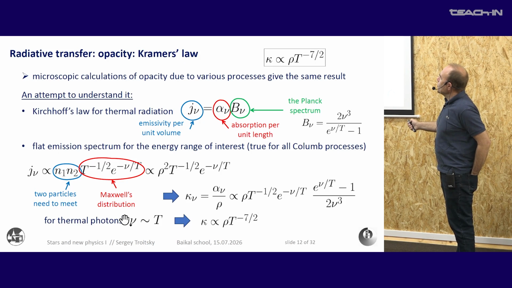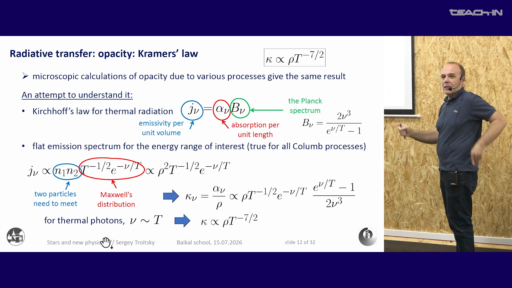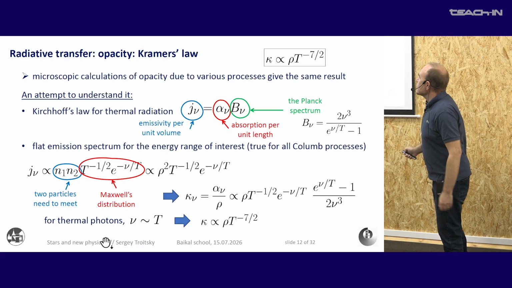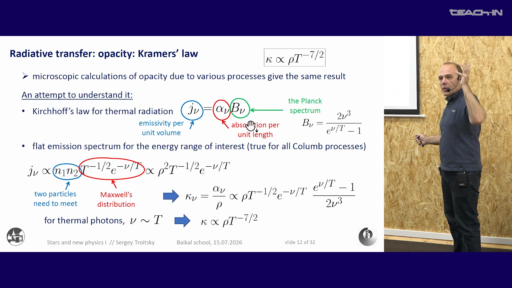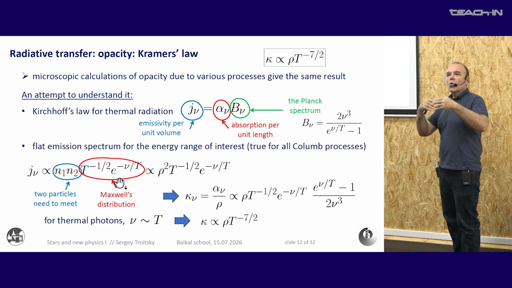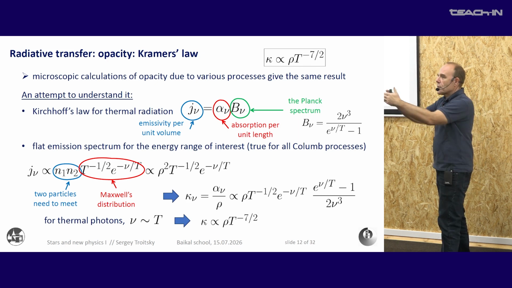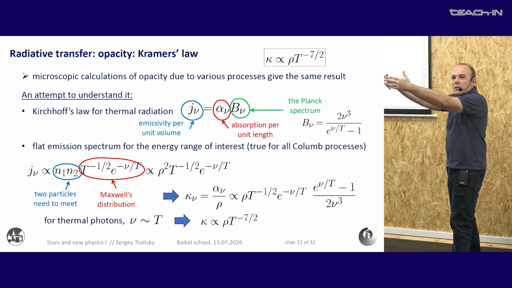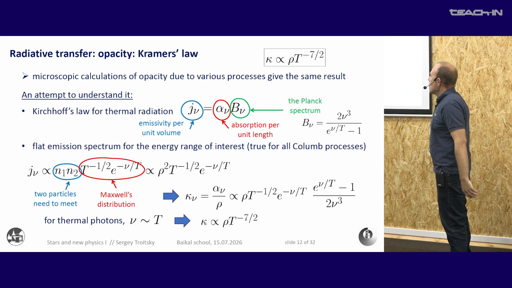And if we write this absorption per unit length, this means that we start to calculate the cross section. And to calculate the cross section, we know that most processes involve two particles. They are scattered. Electrons, photons, they are pair processes.